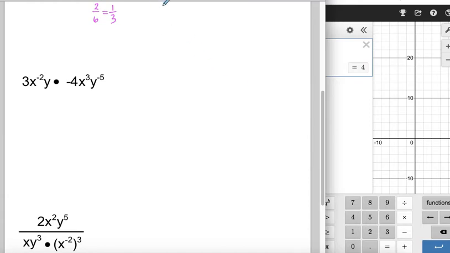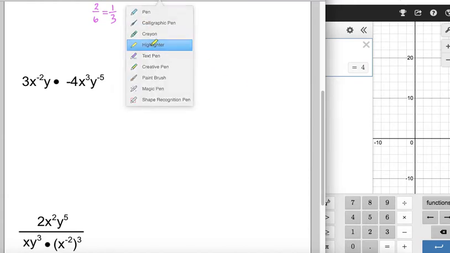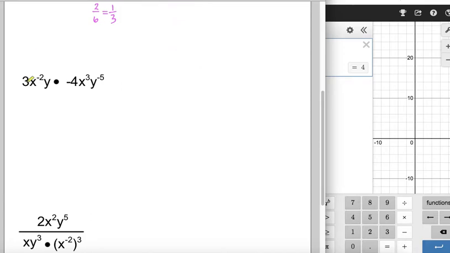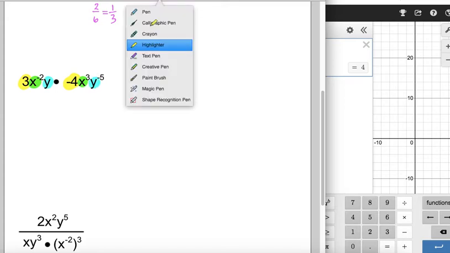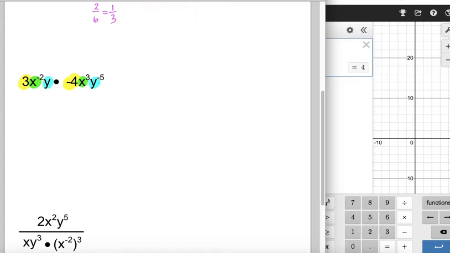Next, I have a product here that does involve some negative exponents on it. For the product, I'm identifying the pieces here. I've got coefficients, I've got like bases of x's, and a like base of y. The coefficients are going to multiply together. So the 3 times the negative 4 is going to multiply to negative 12.